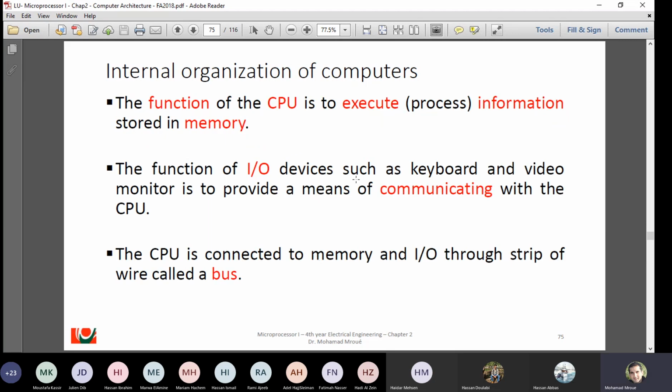So the function of the CPU actually is to execute, to process information stored in memory. The function of input output devices such as video monitor is to provide the means of communicating with the CPU. The CPU is connected to memory and the input output through a strip of wire called a bus.